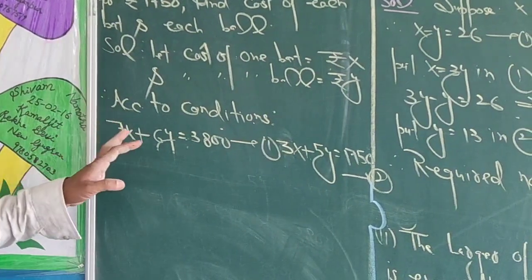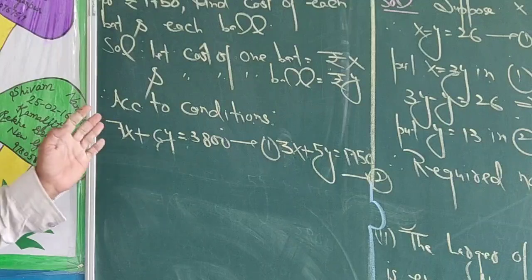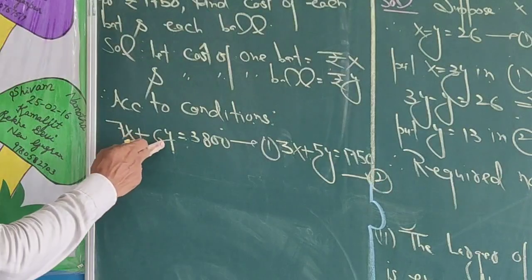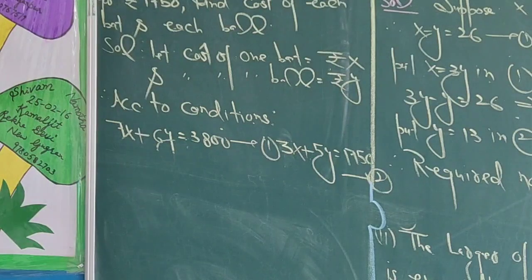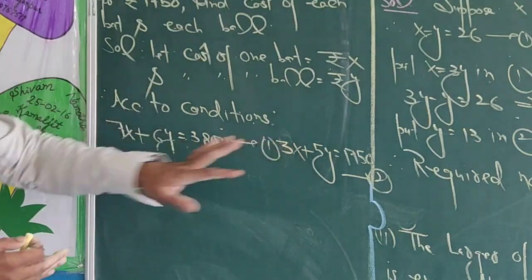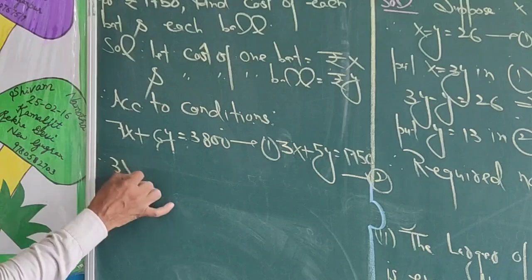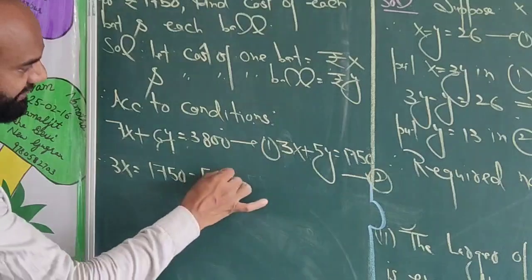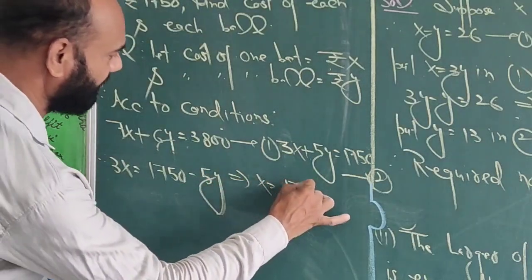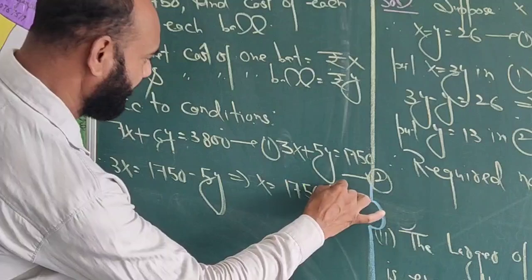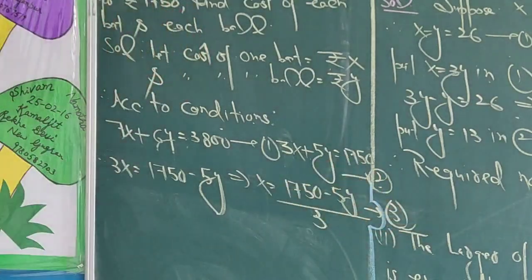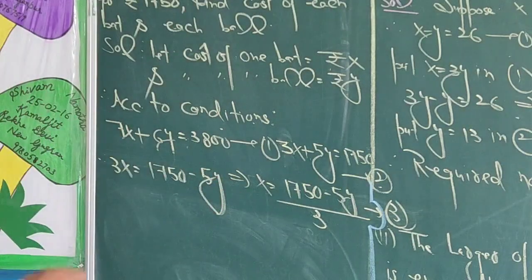For the substitution method, we find the value of x or y from any one of these two equations and then put it in the other equation. So 7x plus 6y is equal to 3800 and 3x plus 5y equal to 1750. We find x from equation 2. Therefore 3x is equal to 1750 minus 5y. This implies x is equal to (1750 minus 5y) upon 3. This is equation number 3. Now we put this value of x in equation number 1.